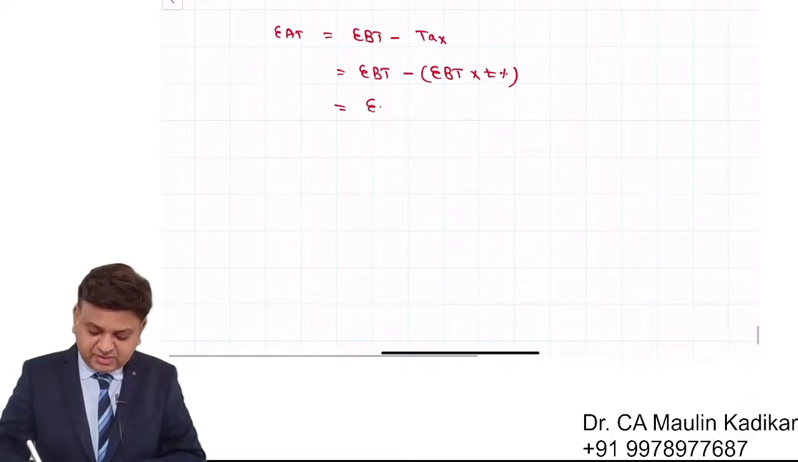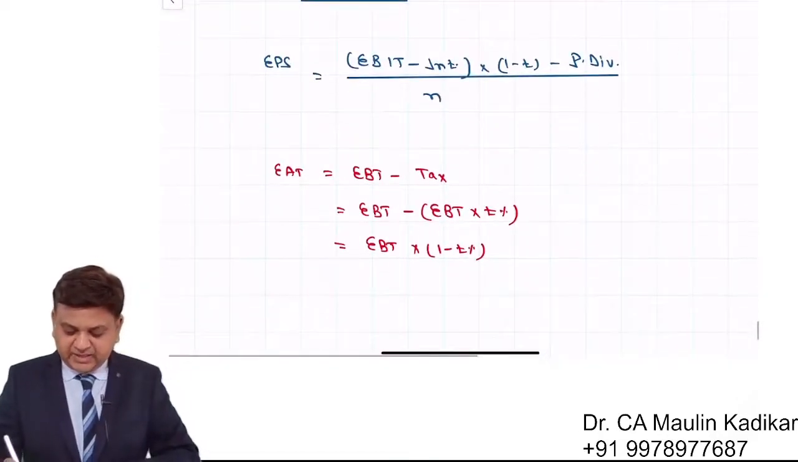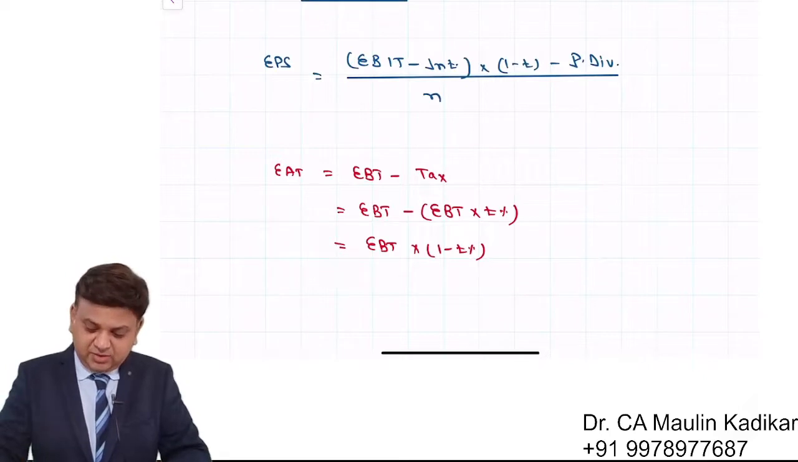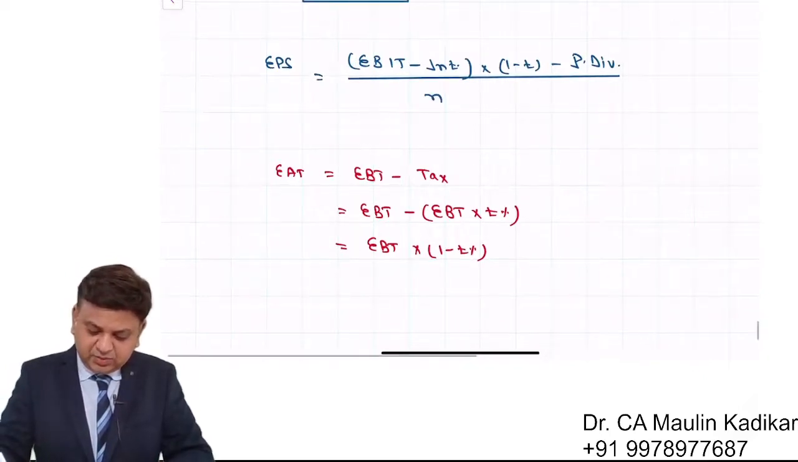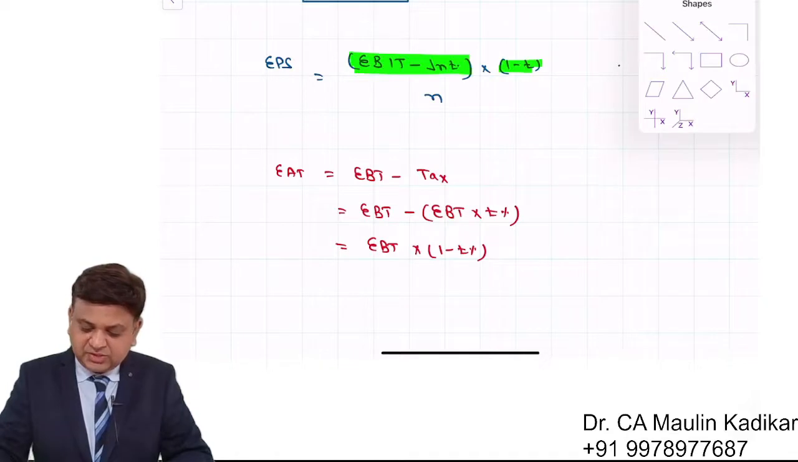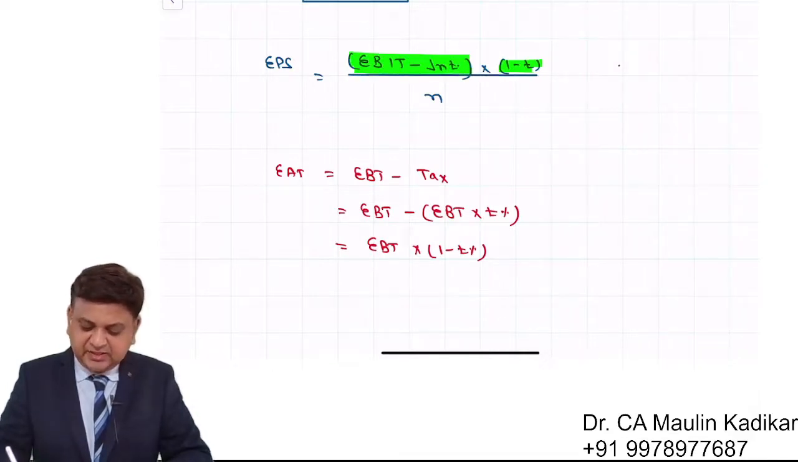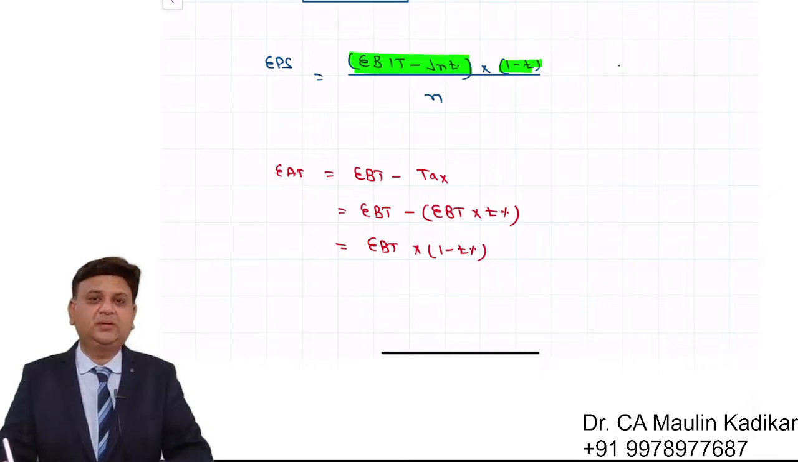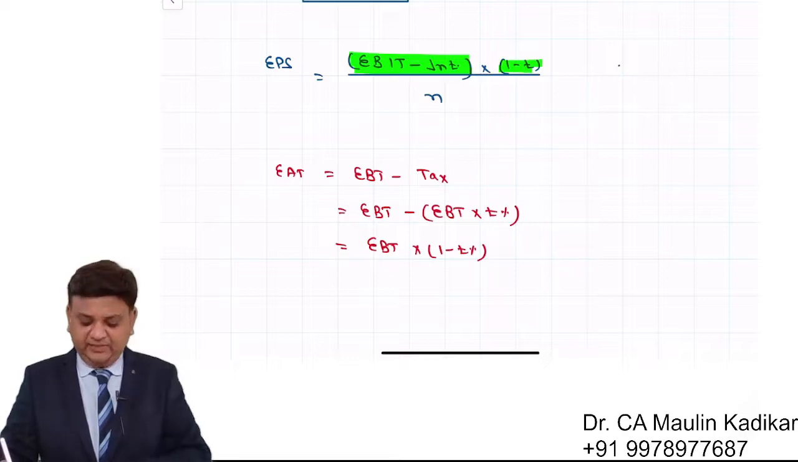So earning before taxes is taken common into 1 minus tax rate. That is the way the earning after taxes is calculated. So this is the way we have EBIT minus interest is EBT, into 1 minus T is EAT. I'm sorry, there is no preference dividend for the time being. So this is earning after taxes, and that itself is earning available to equity shareholders, divided by number of equity shares. This is the formula for the EPS.